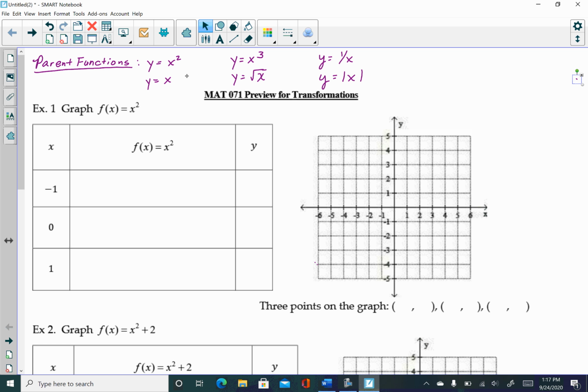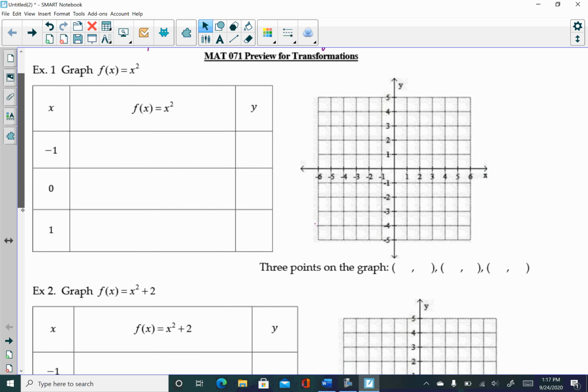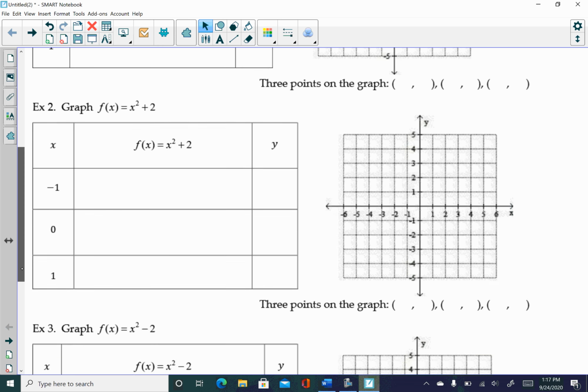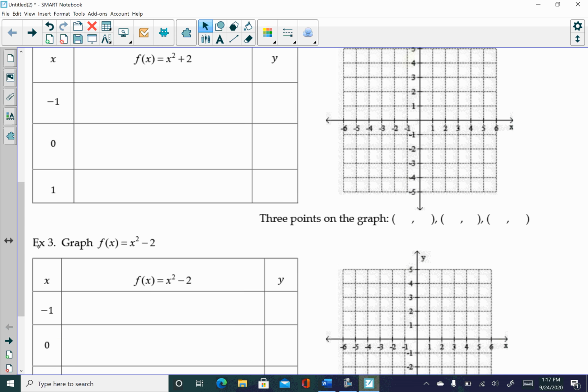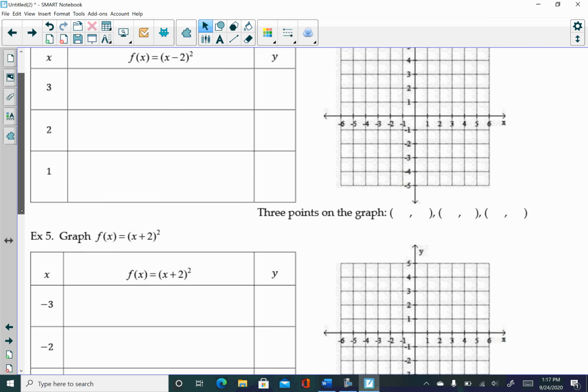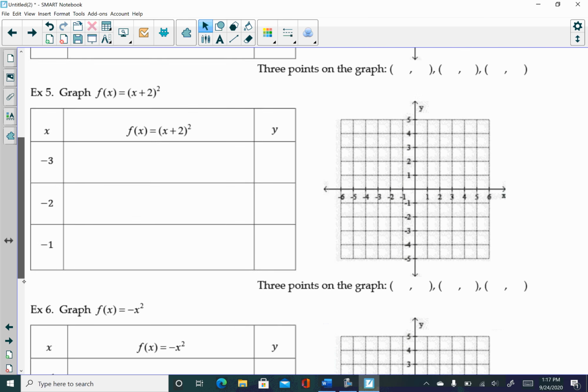So where we're going to start here in example 1 is I'm going to start you actually with a parent function, and we're going to graph that parent function, and then we're going to explore what happens to our function when we add 2 to the outside of the function, when we subtract 2 on the outside. I'm going to flip it over. If we, on the next page, put in parentheses x minus 2, in parentheses x plus 2, what does the plus 2 and minus 2 do to that original parent function?